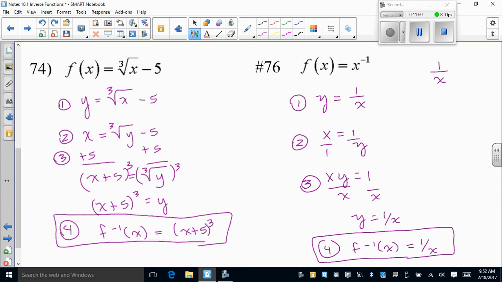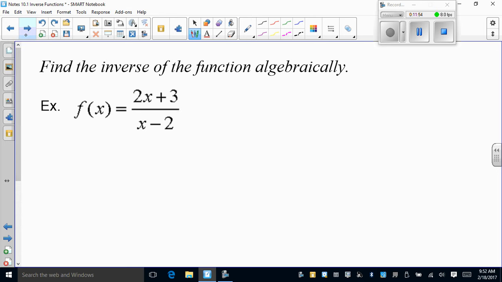So on this one, let's try this again. Step 1, y equals 2x plus 3 over x minus 2. Switch out your x and y. So x equals 2y plus 3 over y minus 2. And we start doing our math.